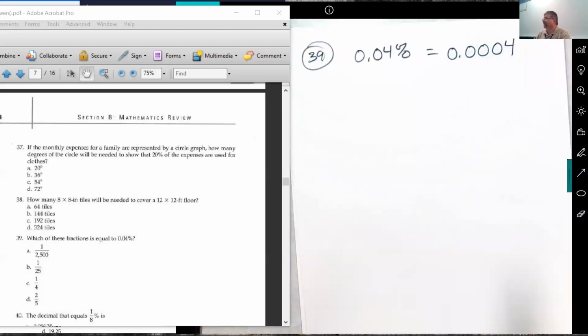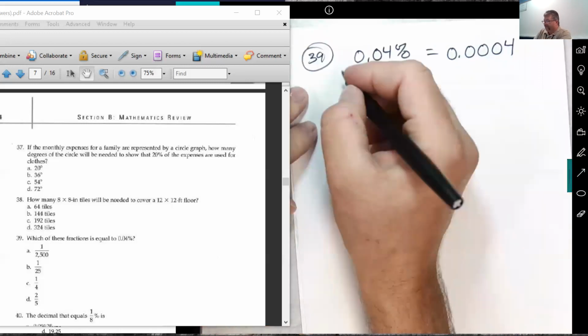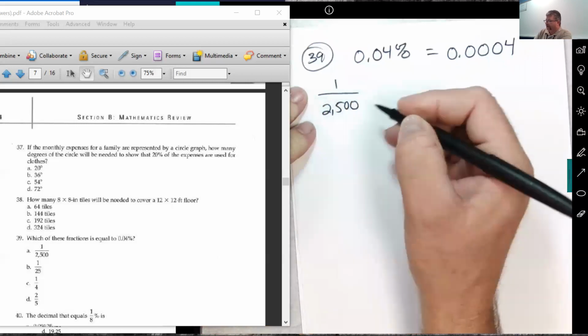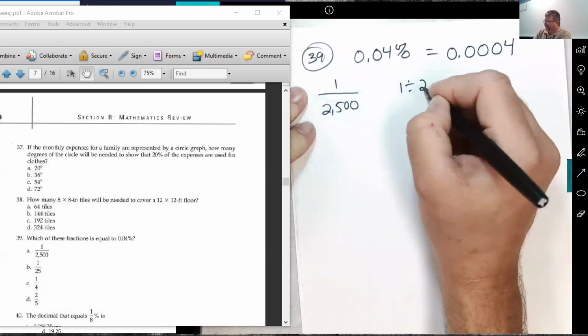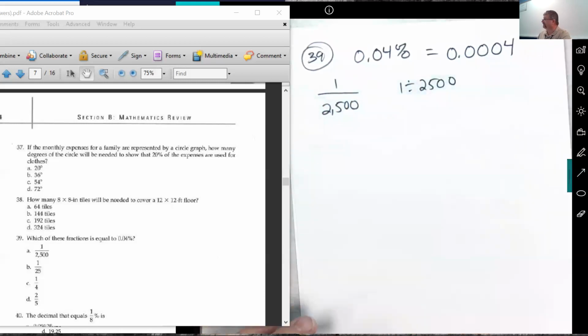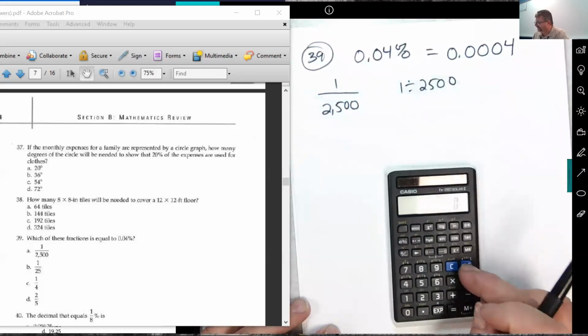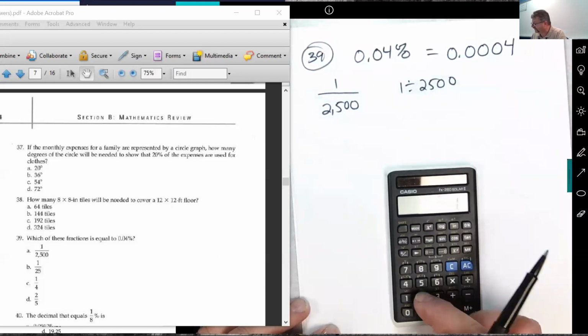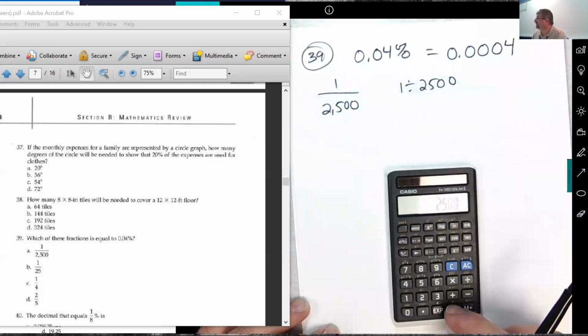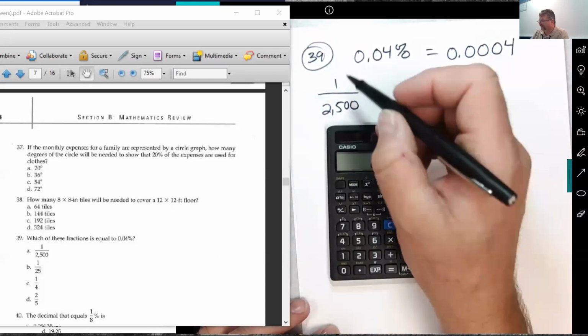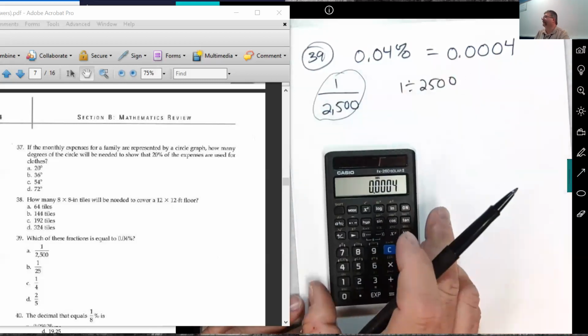Okay, so now we can compare the fractions to decimals. Fractions are just division problems, right? 1 over 2,500 means 1 divided by 2,500. And I have a feeling this is going to be our winner because that's a pretty small decimal. So 1 divided by a pretty big number is probably going to work, right? Let's see. Yeah, 0.0004. Okay, so we already got our winner, 1 over 2,500.